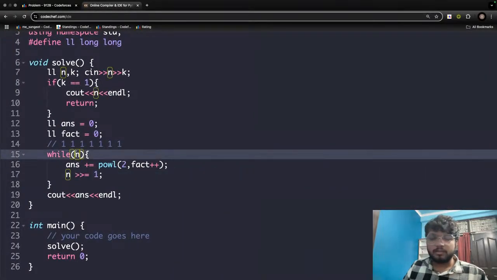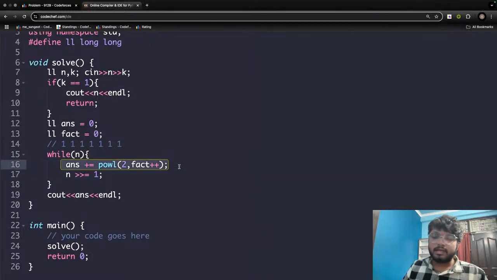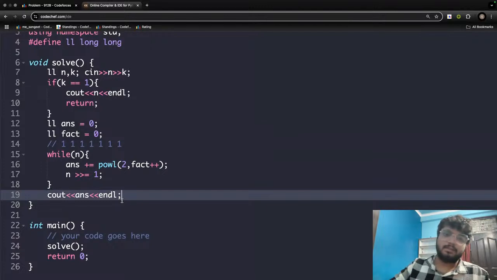While N is not 0, do this: right shift N by 1, and add 2 raised to the power of this factor, and then finally print the answer. Yeah, this was about this question.